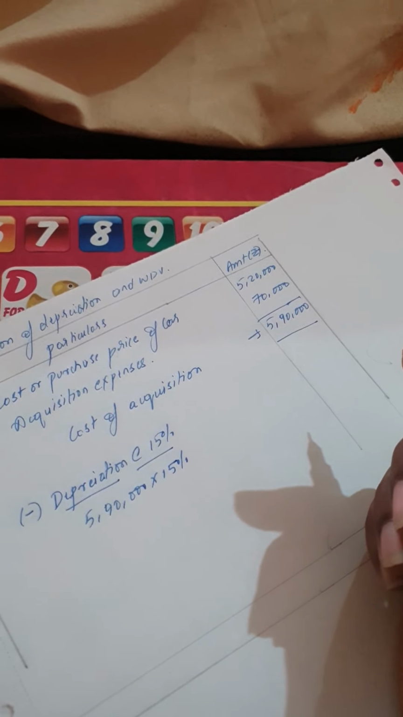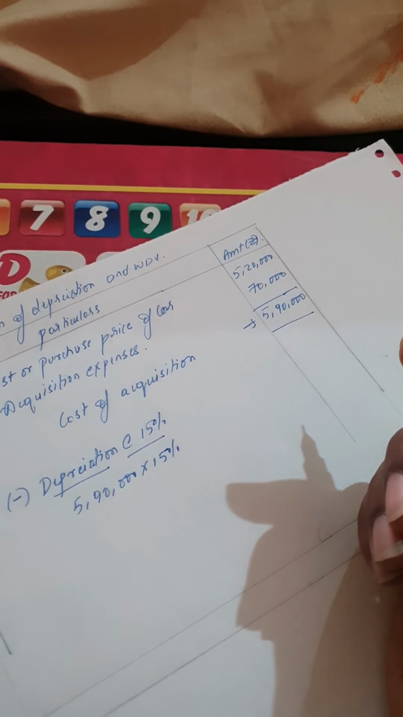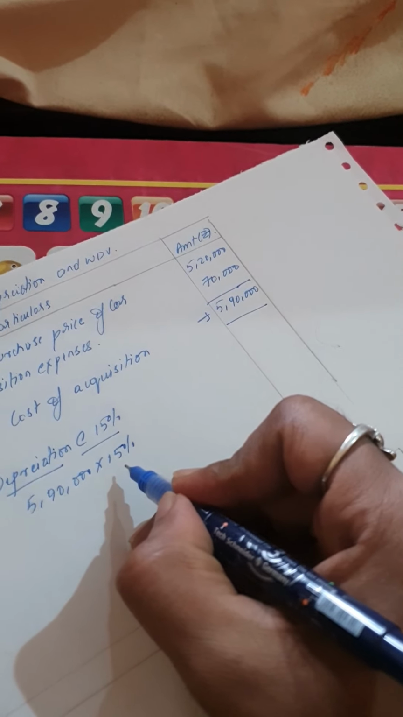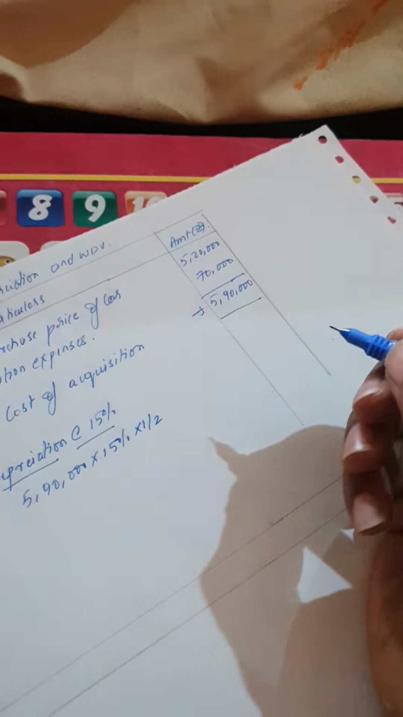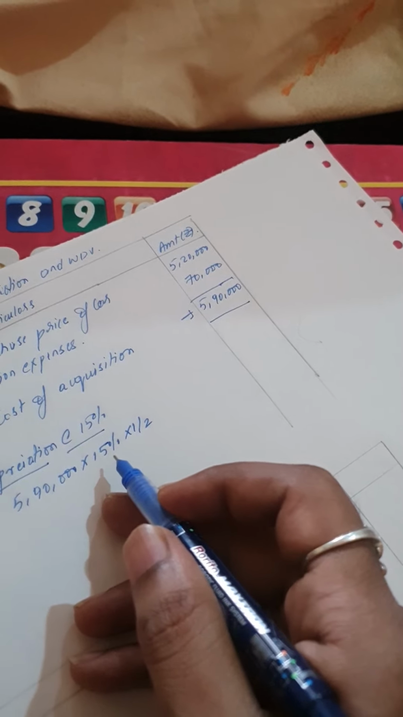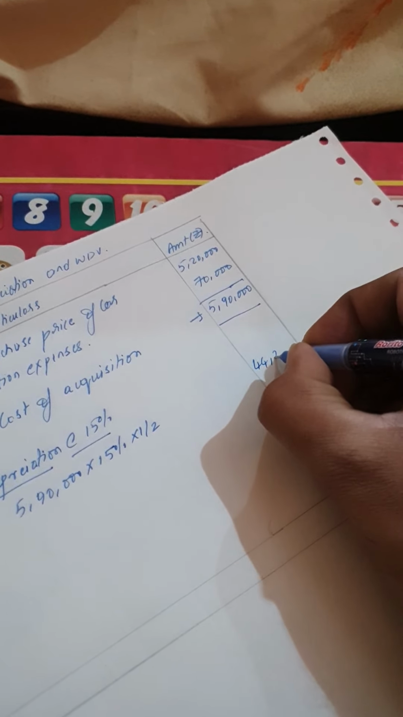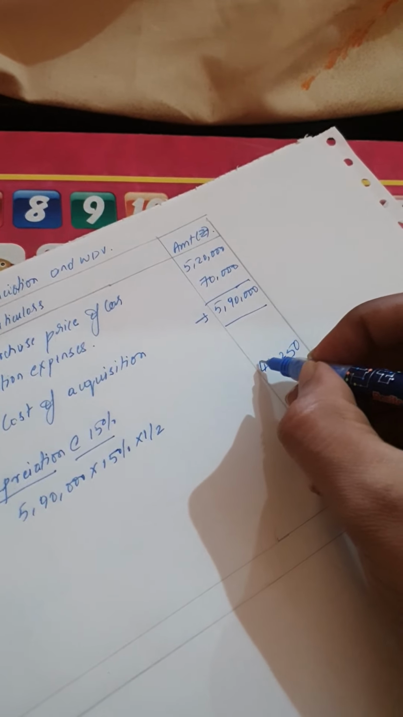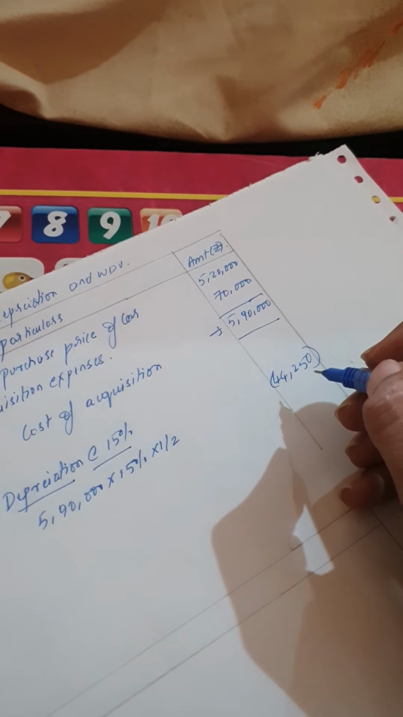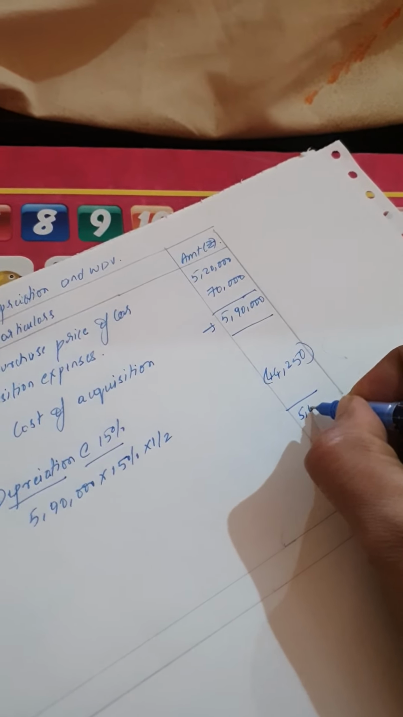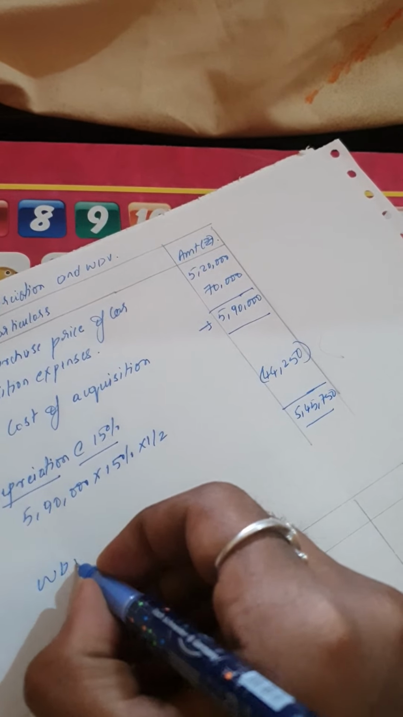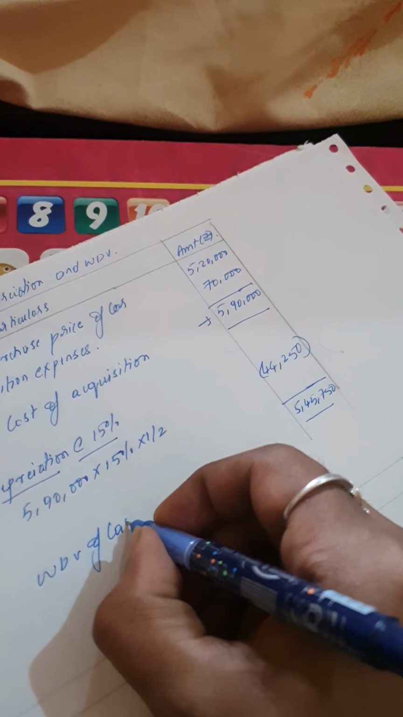Now as we have already discussed in previous classes, if the asset is put to use for less than 180 days, that means only half the rate of depreciation will be charged. That means out of this 15% depreciation, only half of it will be allowed. Now 5,90,000 into 15% into half, how much do you get? You will end up getting 44,250. Now this is the amount of depreciation which has to be deducted from the above value of 5,90,000. So if you do that, how much do you get? 5,45,750.